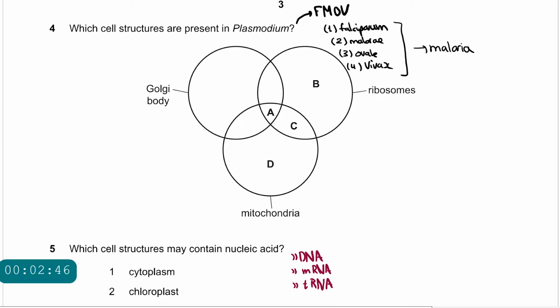Question number 4. Which cell structures are present in Plasmodium? Plasmodium is the eukaryote responsible for malaria, and here are the 4 different species of Plasmodium. Since we just mentioned that it's a eukaryote, it definitely does have ribosomes, mitochondria and Golgi body. So the answer is A.